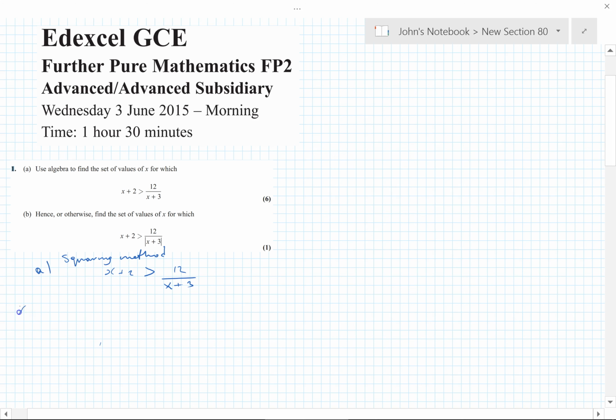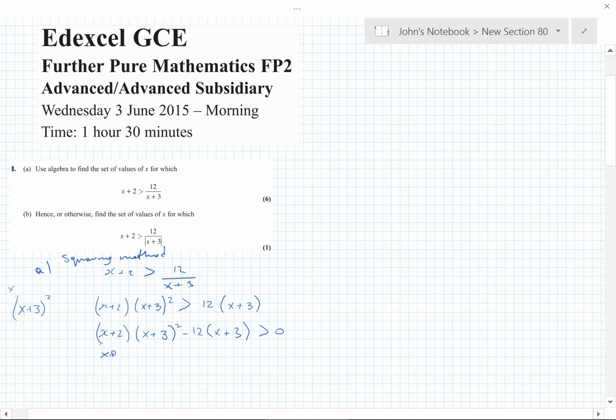So we're going to multiply by x plus 3 squared. So we have x plus 2 times x plus 3 squared is greater than 12 times x plus 3. Right, now let's take that over to the other side: x plus 2 times x plus 3 squared minus 12 times x plus 3 is greater than 0.